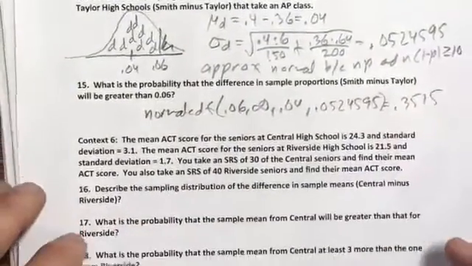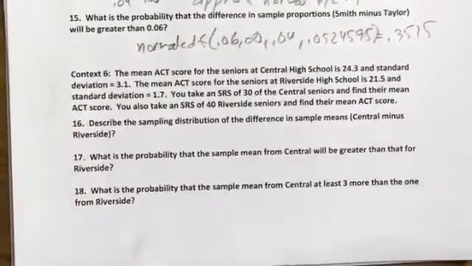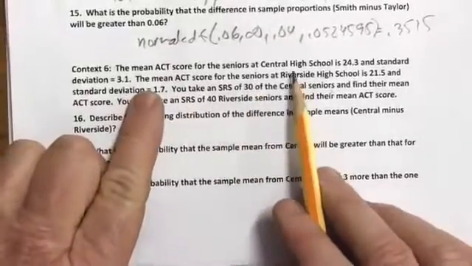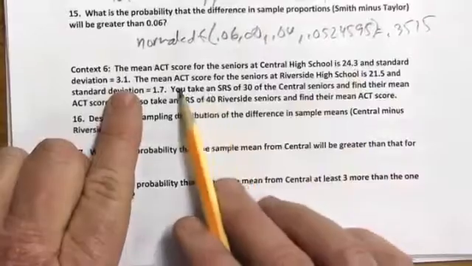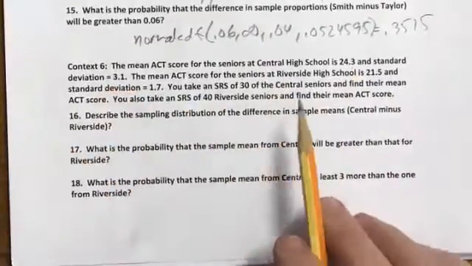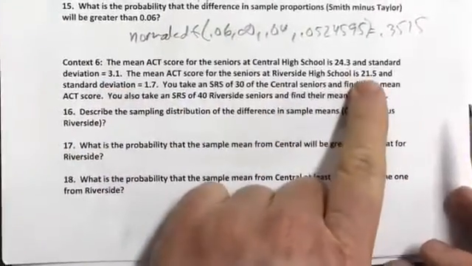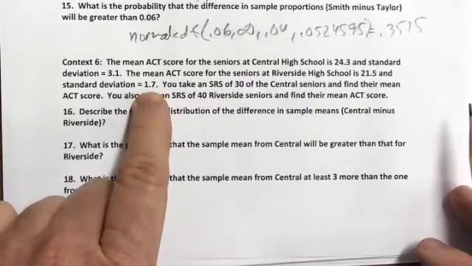Sampling distribution with the difference in proportions. Now let's do it with the difference in means. All right, the mean ACT score for the seniors at Central High is 24.3, standard deviation of 3.1. The mean ACT score for the seniors at Riverdale High, mean of 21.5, standard deviation of 1.7.